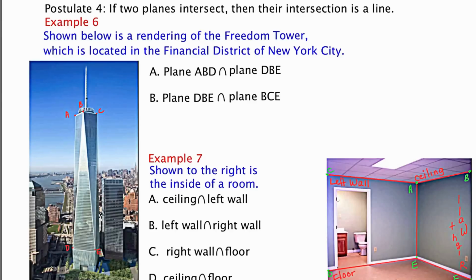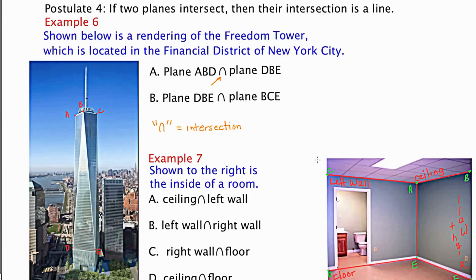Shown below is a rendering of the Freedom Tower, which is located in the financial district of New York City. Now, I also introduced in this problem a new notation. This upside down looking N, which is right here, is a symbol that means intersection. So let me just write that for you. Some books will use this instead of writing the whole word. That little symbol means intersection. So in question A, what they're really asking is, where does plane ABD intersect plane DBE?